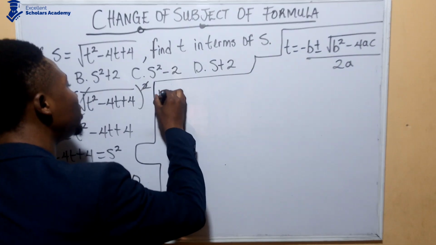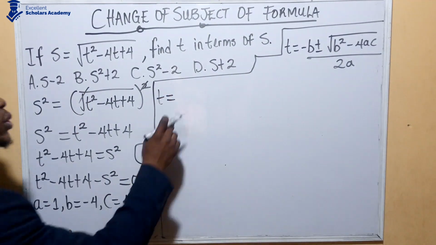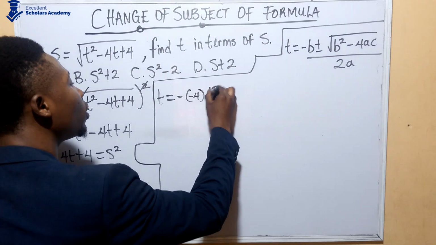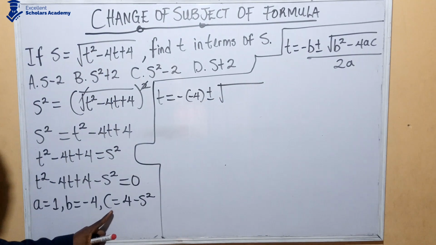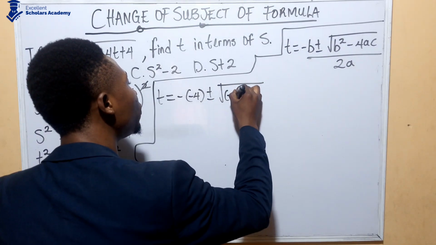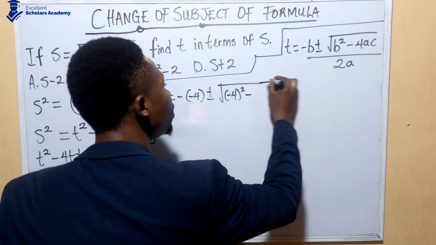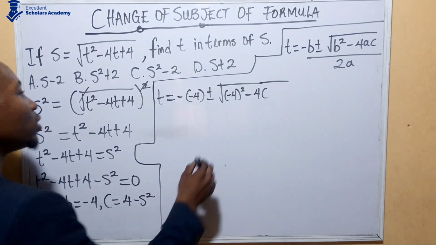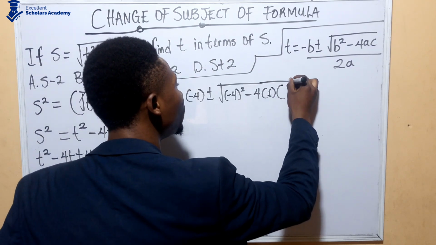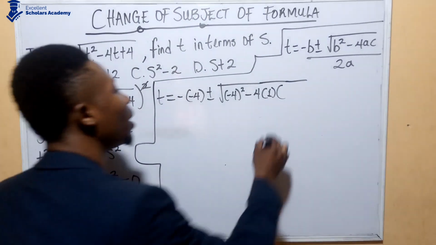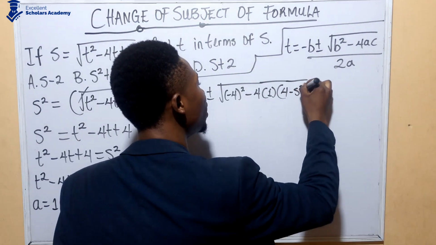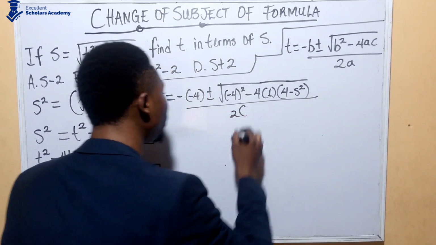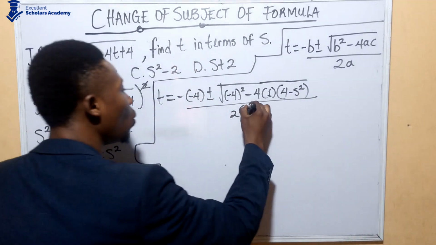It becomes that t is equal to minus b. That's going to be minus into bracket minus 4, plus or minus square root of b squared. That is minus 4 squared, minus 4ac. That's 4 times a, which is 1, multiplied by c. What is your c? Your c is 4 minus s squared. All over 2a, that's 2 into bracket a, which is 1.